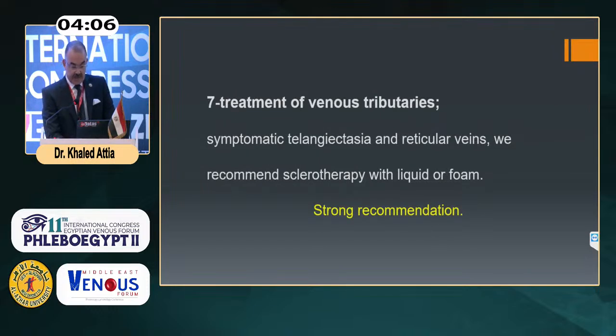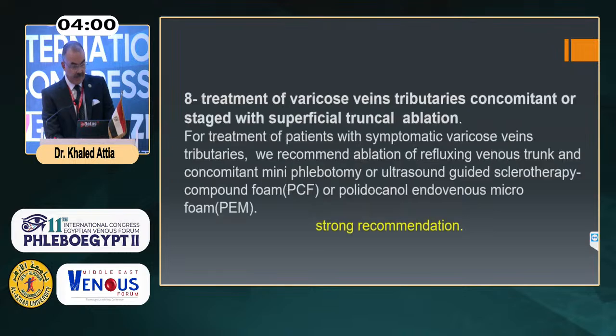Treatment of venous tributaries. Symptomatic telangiectasis and reticular vein, we recommend sclerotherapy with liquid or foam. This is a strong recommendation. Treatment of varicose vein tributaries concomitant or staged with superficial truncal ablation. For treatment of patients with symptomatic varicose vein tributaries, we recommend ablation of the refluxing venous trunk and concomitant mini phlebectomies or ultrasound-guided sclerotherapy by compound foam or microfoam. This is a strong recommendation.